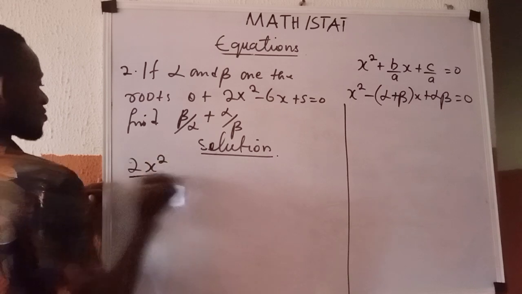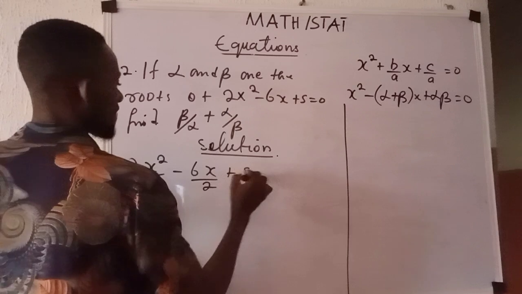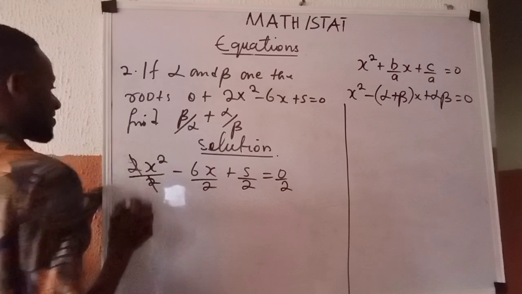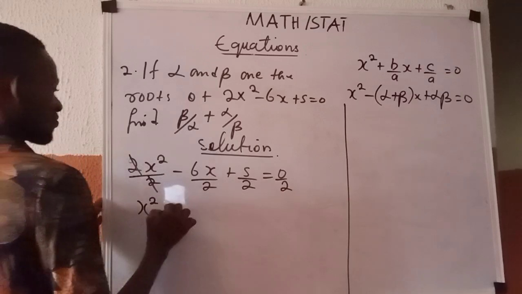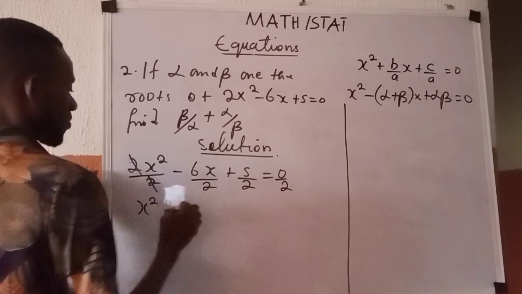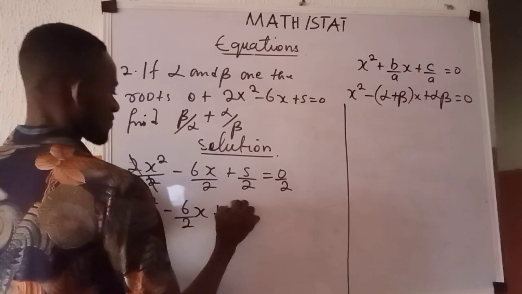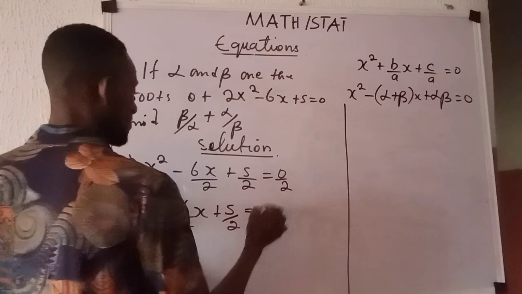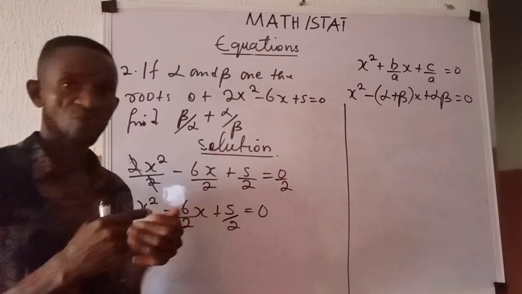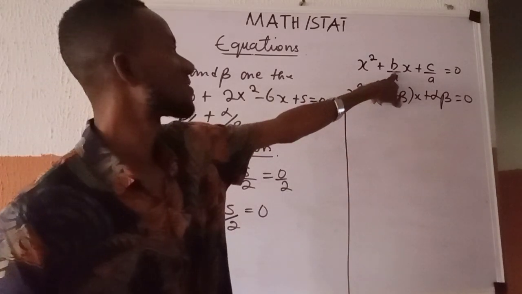And the equation we have now becomes 2x raised to power 2 all over 2 minus 6x all over 2 plus 5 all over 2 equals 0 all over 2, so that this can cancel this. And we are left with x raised to power 2 minus 6 over 2, in order not to cause confusion, of x plus 5 all over 2 equals 0. Because when 0 is divided by anything, it will definitely come back as 0. So with this now, we can be comparing this with this.